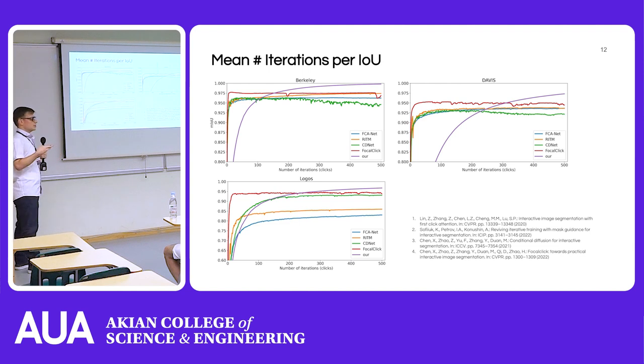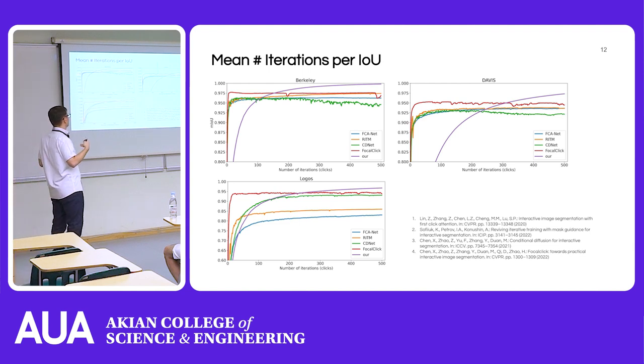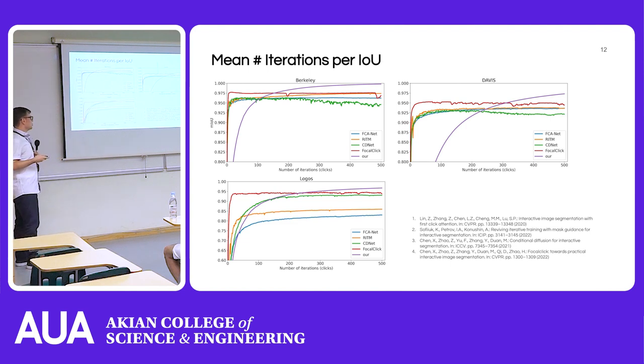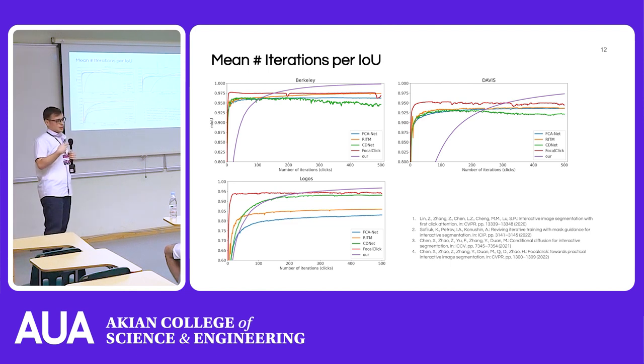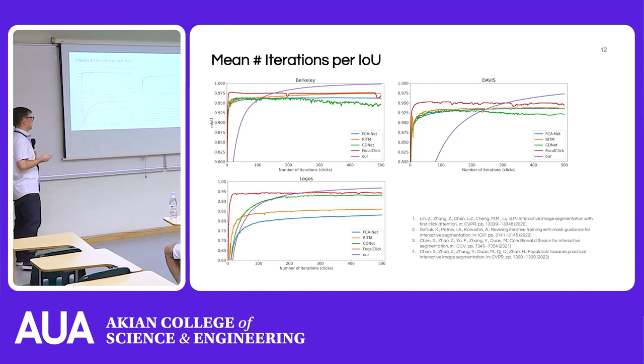But as the number of iterations increases, our method achieves much higher intersection over union over time. It is improved increasingly. And also, it is worth noting that on the Logos dataset, some methods didn't even achieve 85% intersection over union, which can be the problem of specifics of training data sets for these two deep learning approaches.